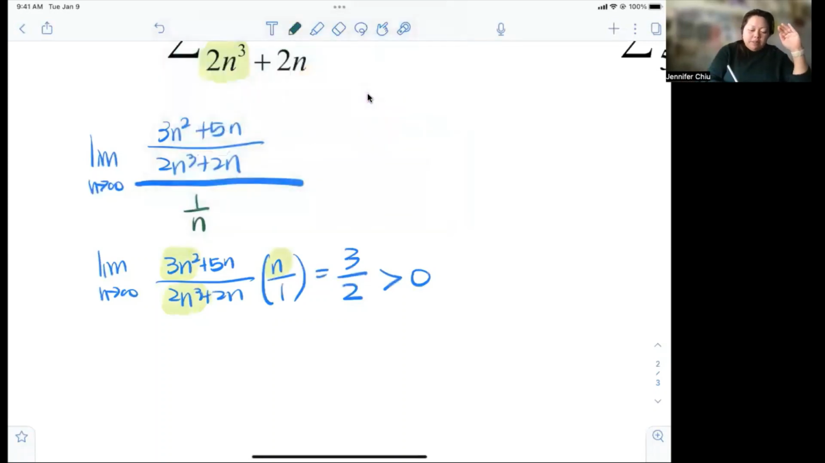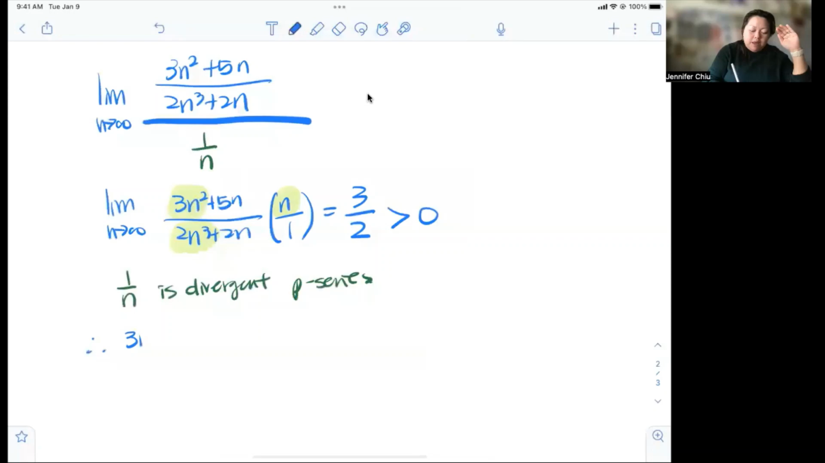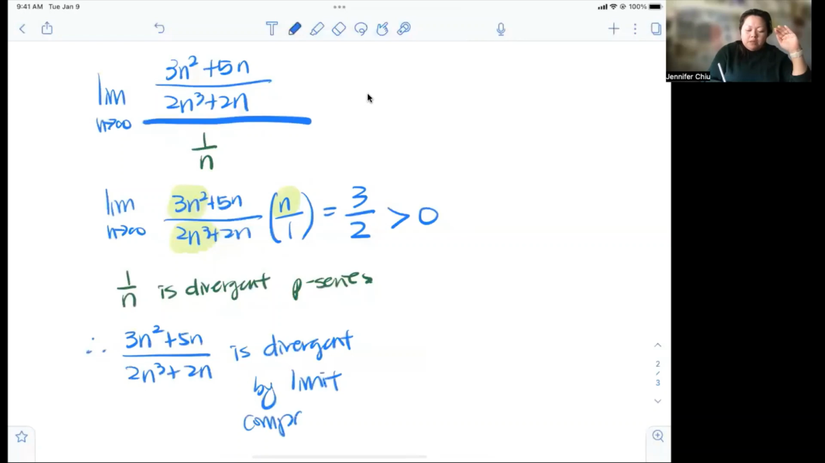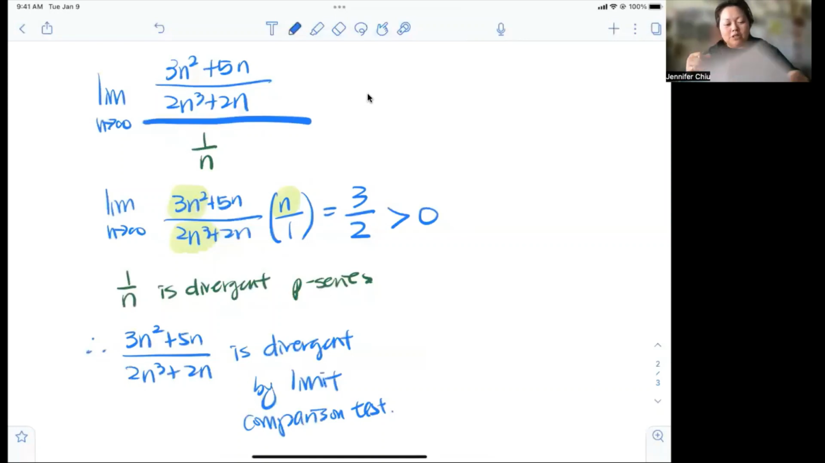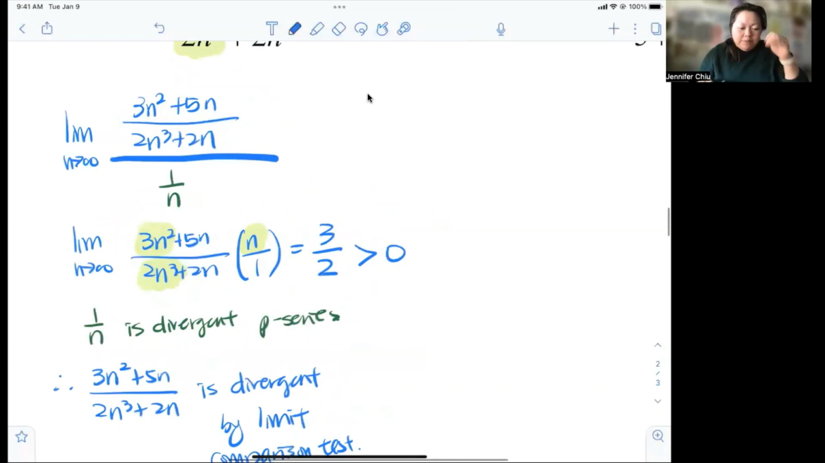So what do I need to remind myself of? 1 over n is a divergent p-series. Right, so because that is divergent, therefore my original function will have the same behavior. 3n squared plus 5n over 2n cubed plus 2n is divergent by the limit comparison test. Sorry, I'm talking and writing at the same time, so it's getting really, really messy. Apologies. All right, last one.